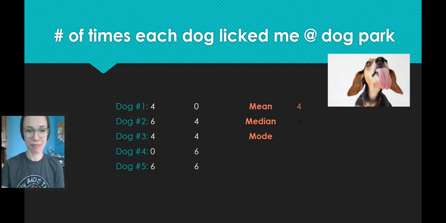Median. Map out our numbers. Again, pretty easy in this example to calculate a median of 4.